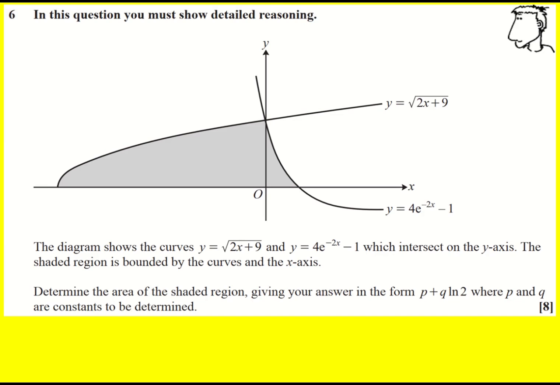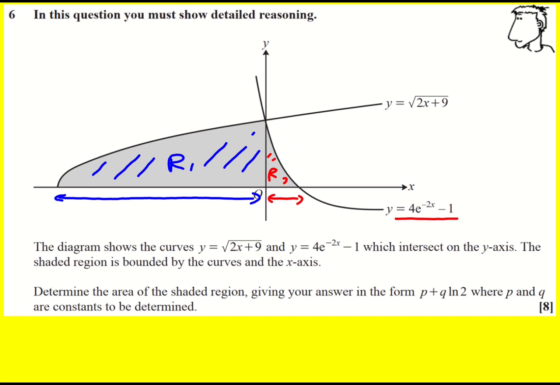We've been asked to find the shaded region in this question. I'm going to split it into two parts. R1, which is this blue part over here, just the area underneath the square root function between these limits. And then R2, this small region here, which is going to be the area underneath this exponential between the limits shown there as well. So first up, I'm going to work out R1.